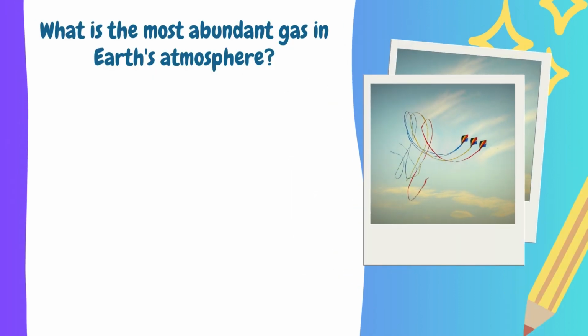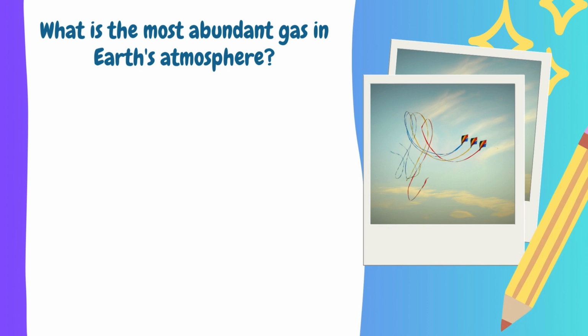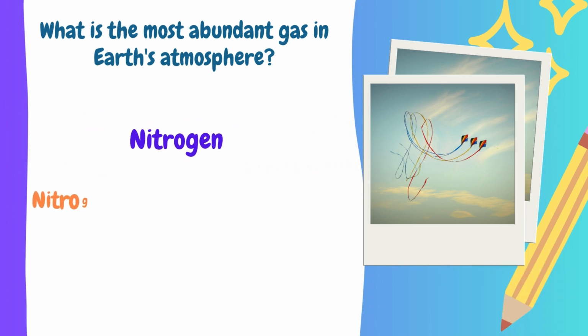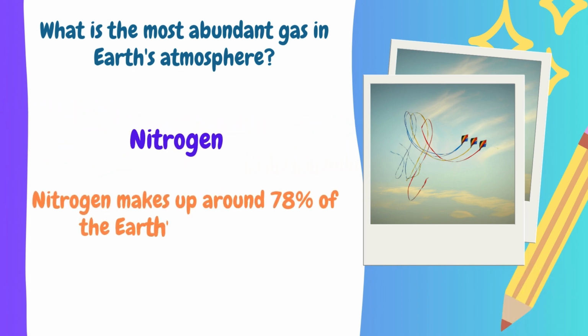What is the most abundant gas in Earth's atmosphere? It's all around you, but you probably don't think about it. The answer is nitrogen. It makes up about 78% of the air we breathe.